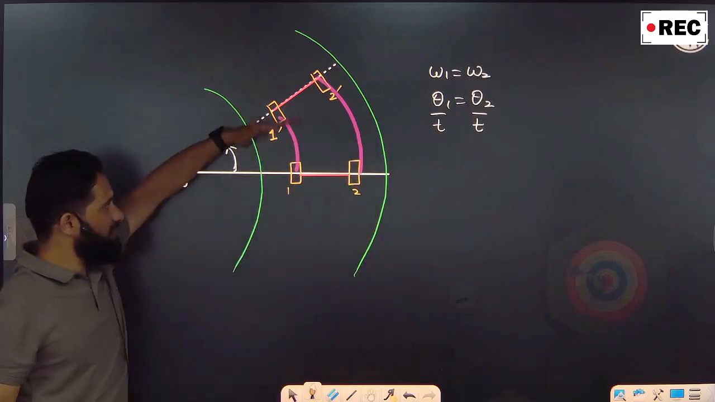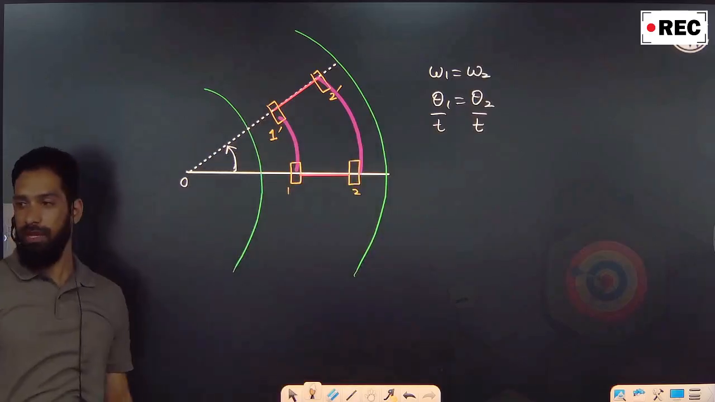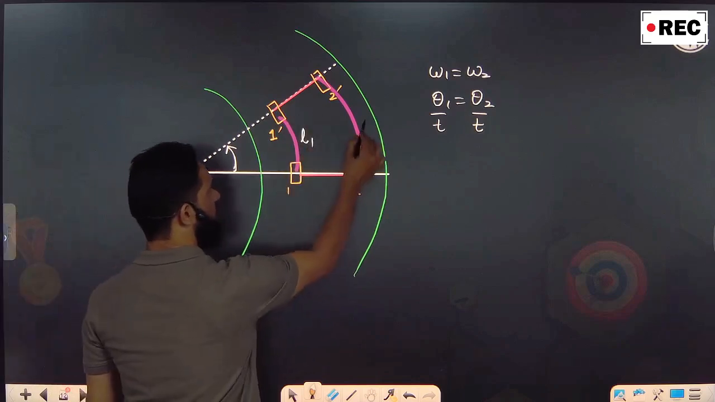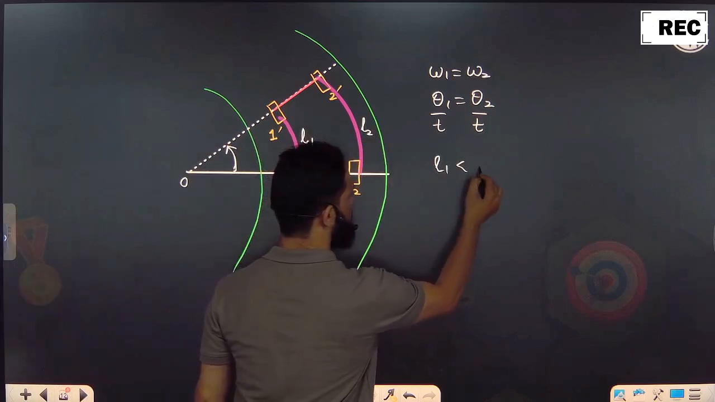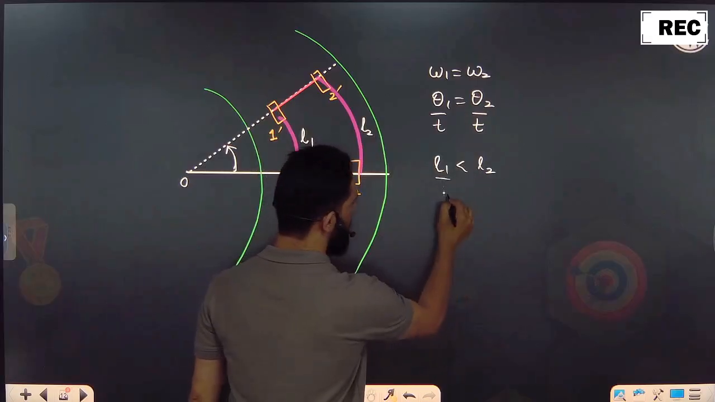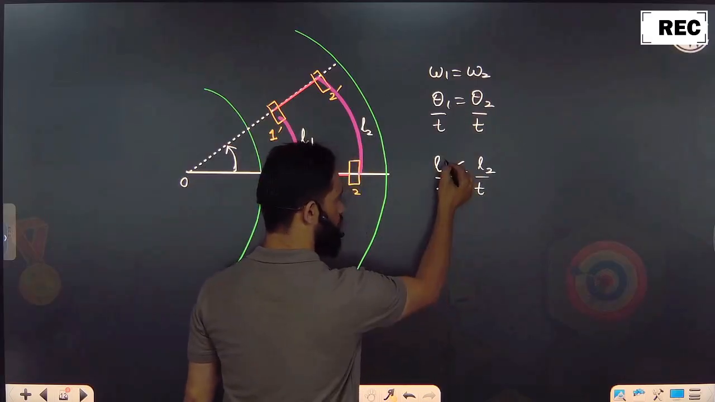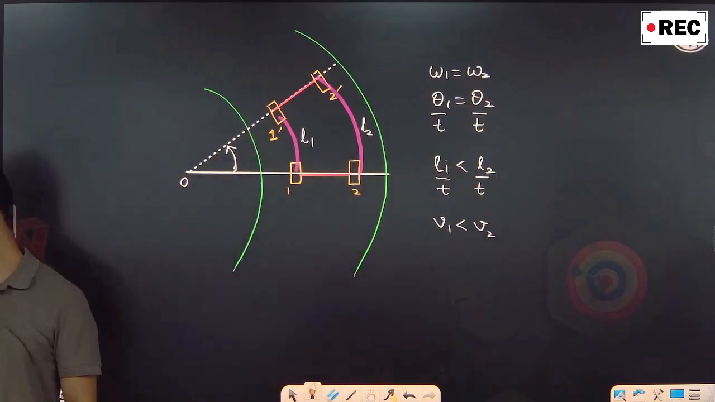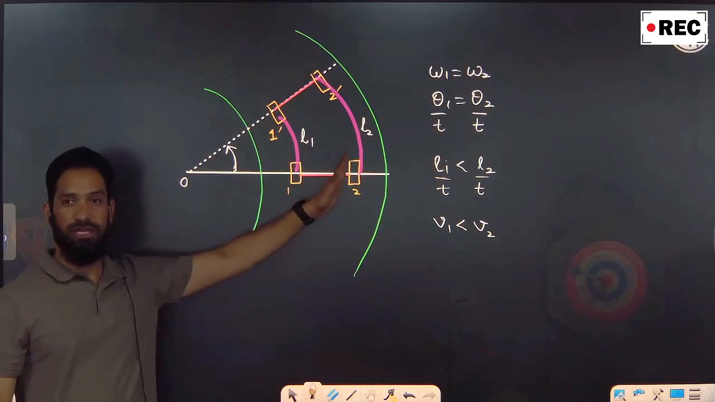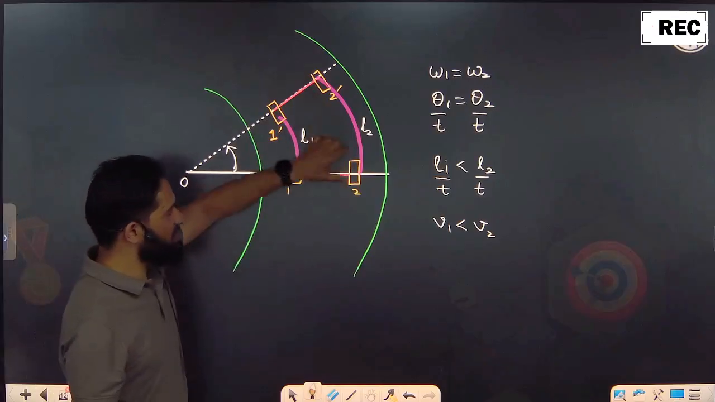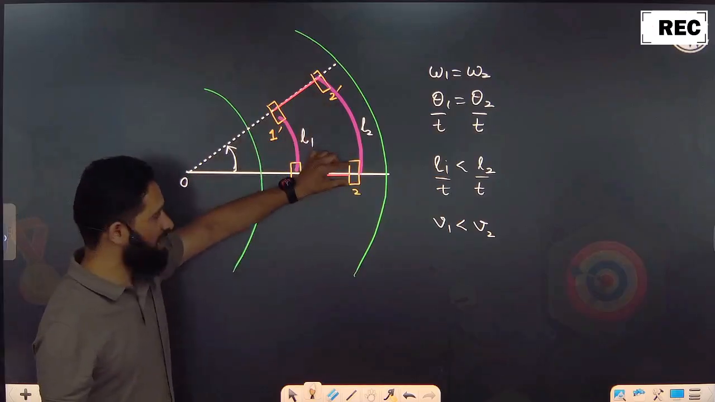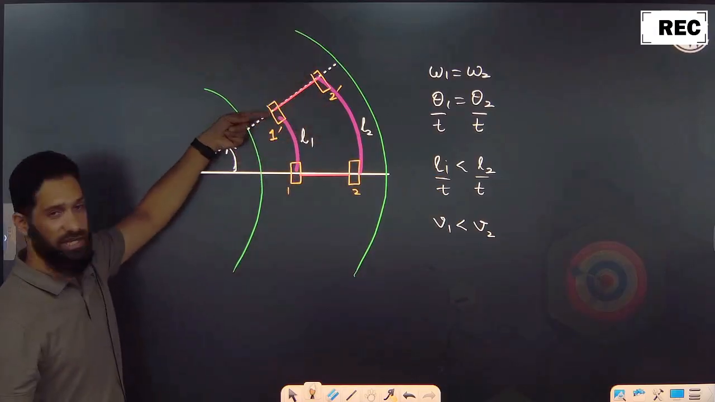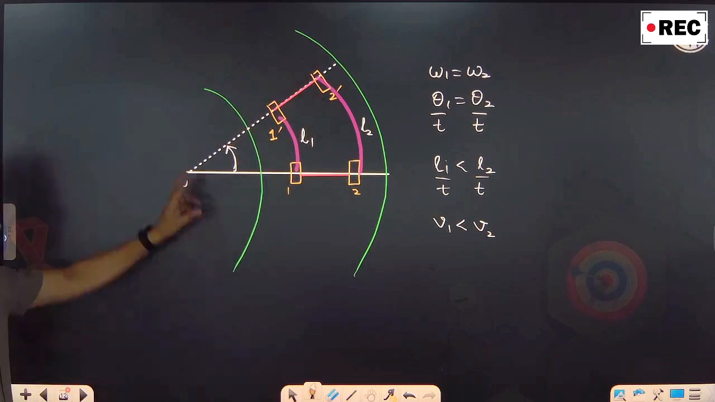In the same time they cover equal angles. Omega is same. But which one is covering more distance? Here it is length of arc 1, length of arc 2. Length of arc 1 is less than length of arc 2. So when you divide by time, it gives total distance by total time. Speed 1 is less than speed 2. Which one is moving fast? Which wheel? The outer wheel. Because in order to cover the same angle in the same time, this has to cover more distance. So this wheel should be rotating fast, and this wheel should be rotating slow. You got that? But omega is same.